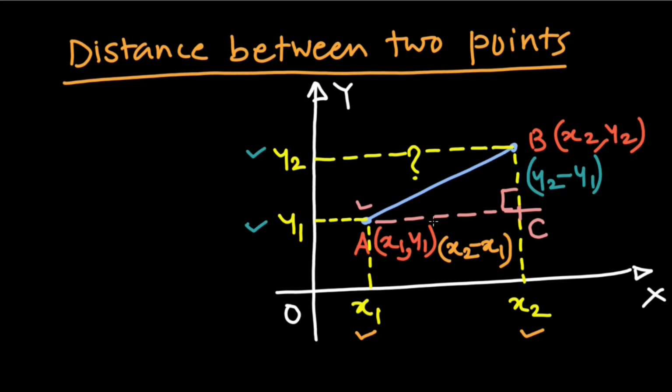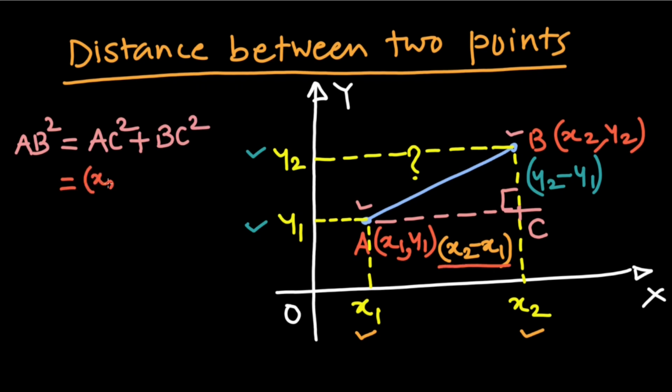Now we will apply Pythagoras theorem for right triangle ACB. So we write AB square equals AC square, plus BC square. We have AC equals x2 minus x1, so we write x2 minus x1 whole square, plus we have BC equals y2 minus y1, so this will be y2 minus y1 whole square.